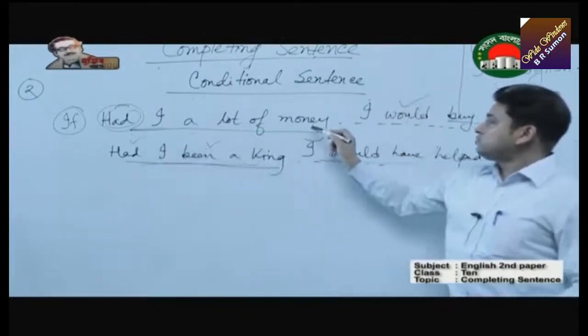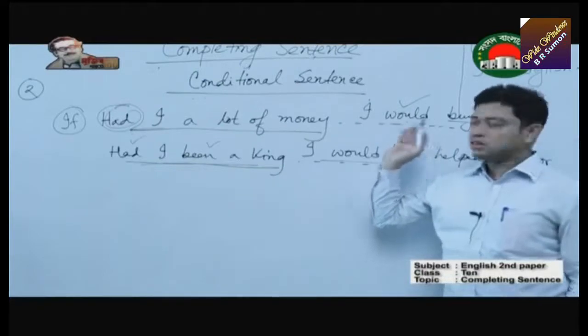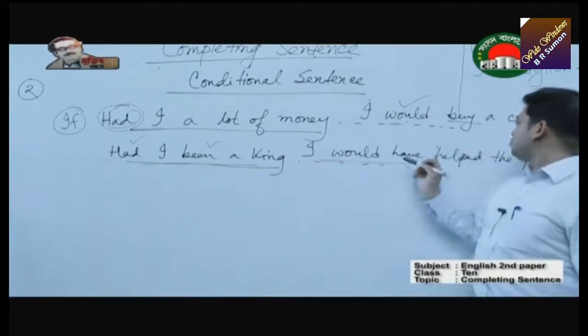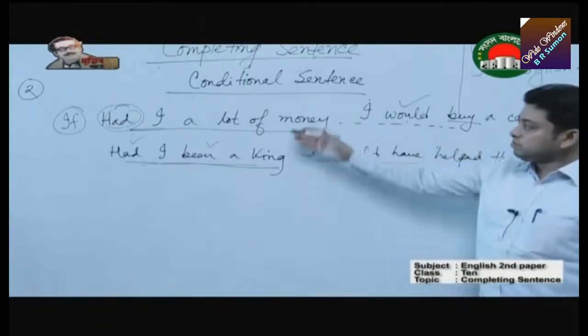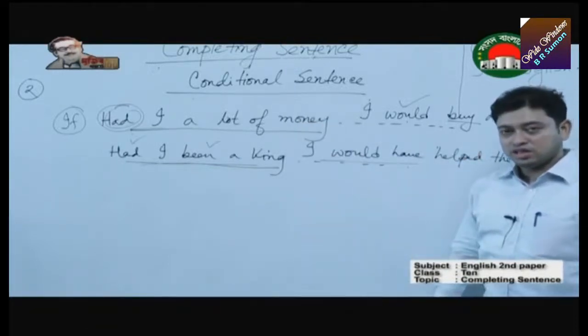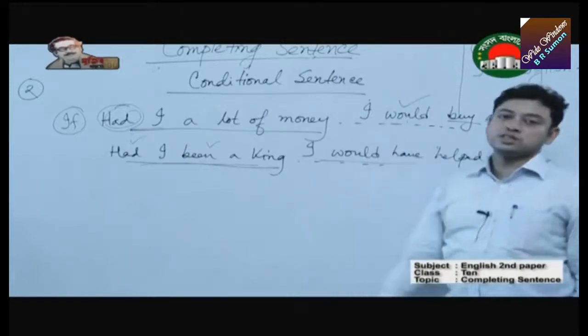Had I a lot of money, I would buy a car. A sensible sentence. Had I been a king, I would have helped the poor. So, sensible sentence. So if this kind of examples are there in the question, we can solve this kind of sentences using the conditional sentence.